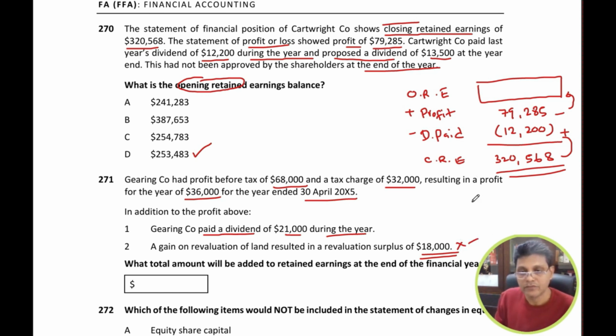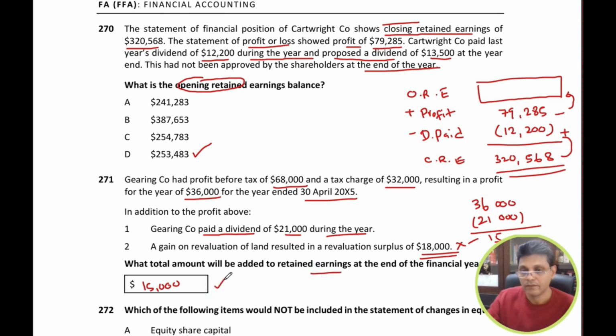So from 36,000, minus 21,000 dividend paid will be how much? So it will be 15,000. Okay, the correct answer should be $15,000. What total amount will be added to retained earnings at the end of the financial year? So that's going to be 15,000.